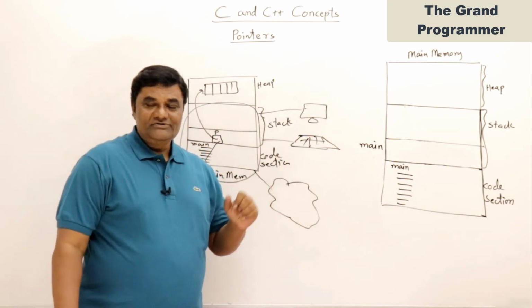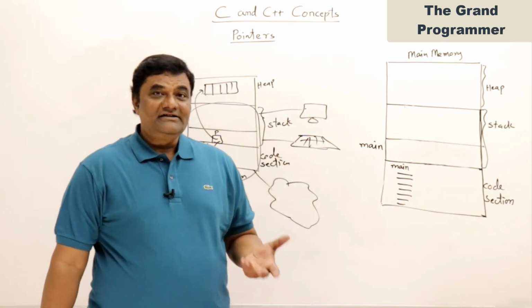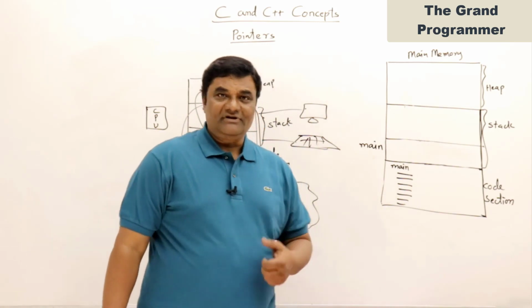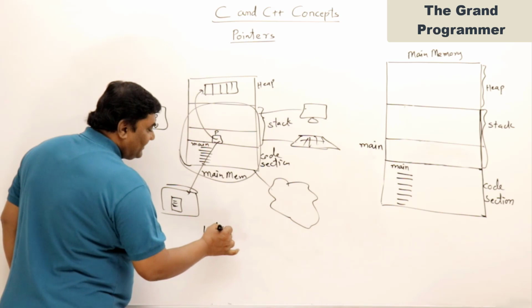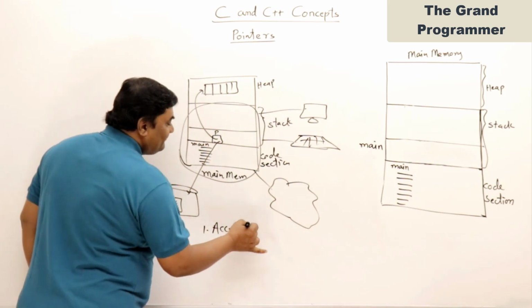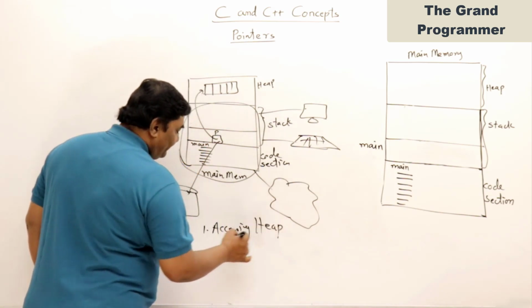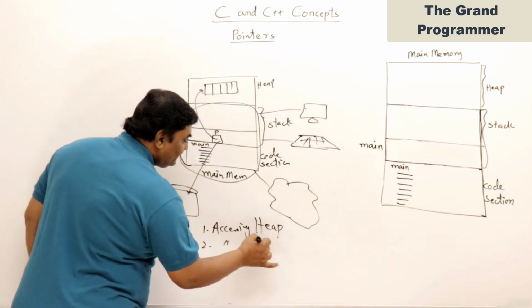So one major usage of a pointer is accessing the resources which are outside the program. So I will list it. See, pointers are used for accessing heap memory, and for accessing resources.